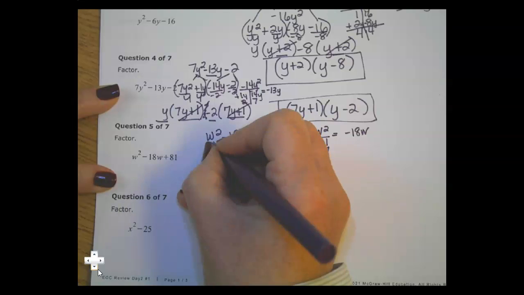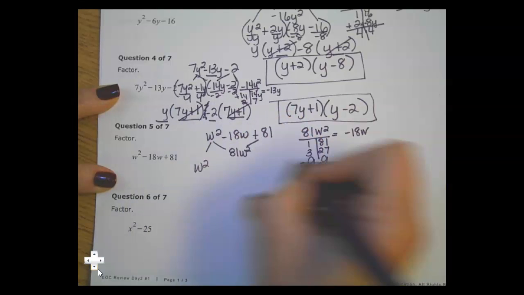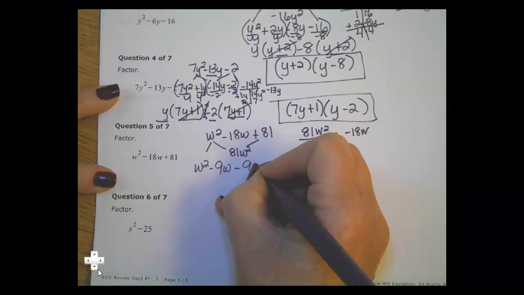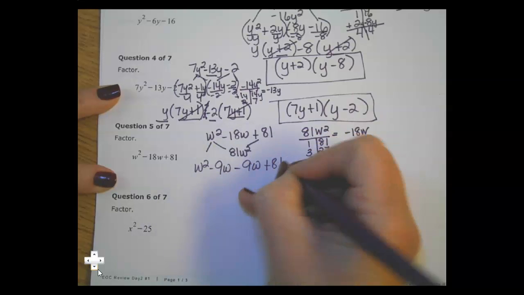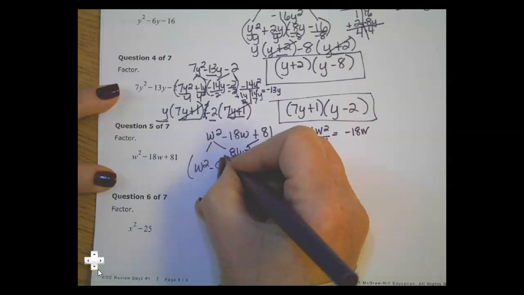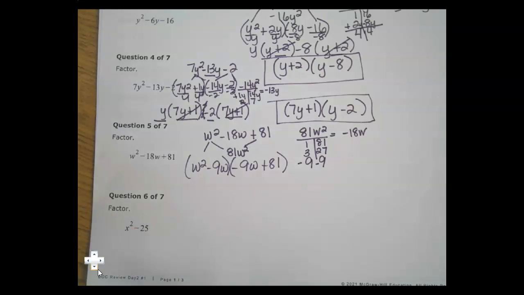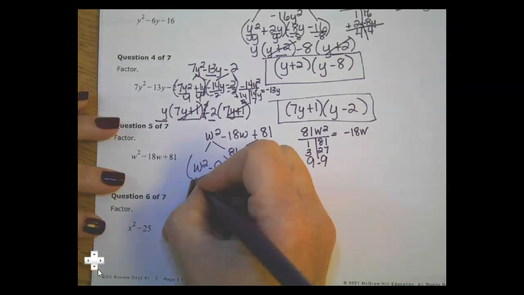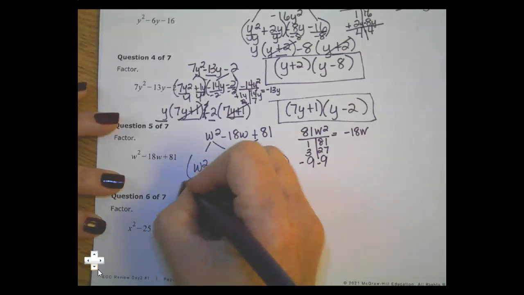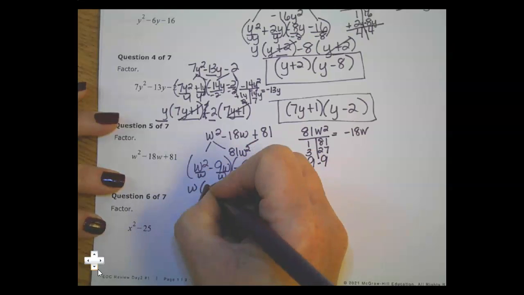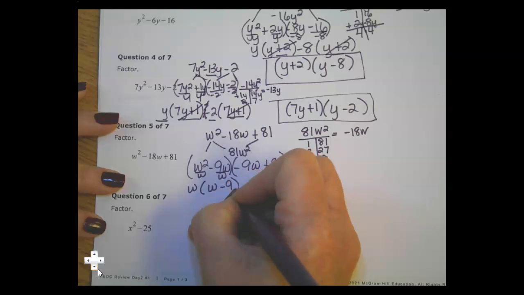So now we bring down that w squared minus 9w minus 9w plus 81. Now we group. I love this method because it works regardless. What do they have in common? They have a w in common. Take out that w, and I'm left with w minus 9.